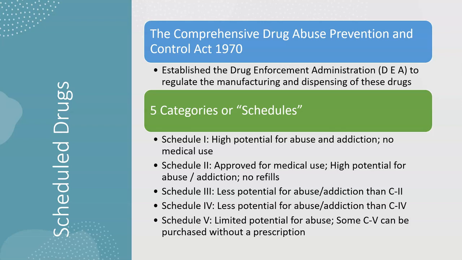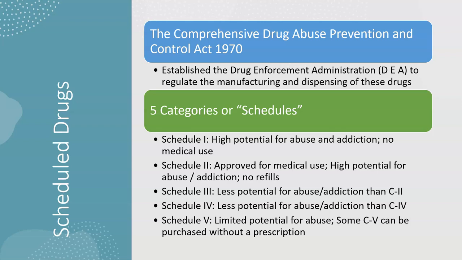Now, Schedule 3 has less potential for abuse and addiction than Schedule 2. That would be like Tylenol number 3, and things like anabolic steroids. Testosterone falls into that group. Marinol. Then we have Schedule 4s. We're going less and less down that abuse and addiction potential. So a Schedule 4 has less potential. That's your benzodiazepines. That's Ambien. That's Valium. Those types of drugs.